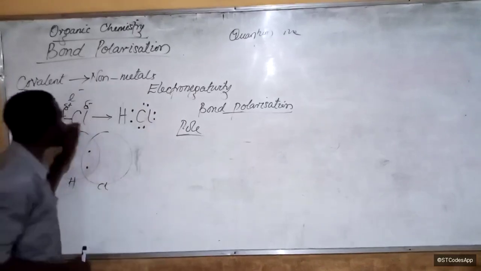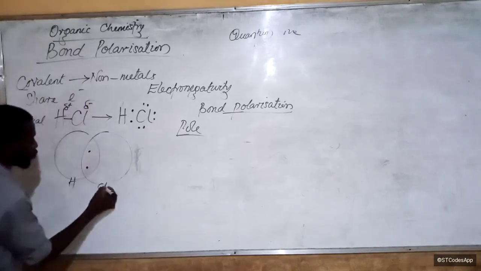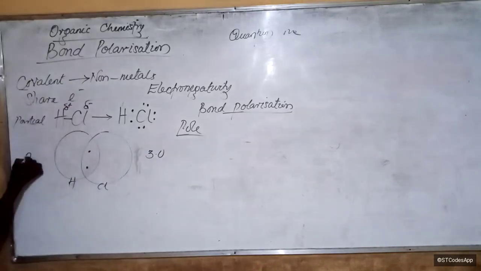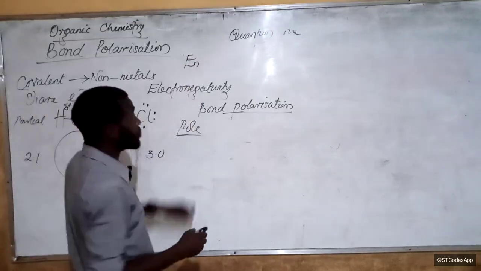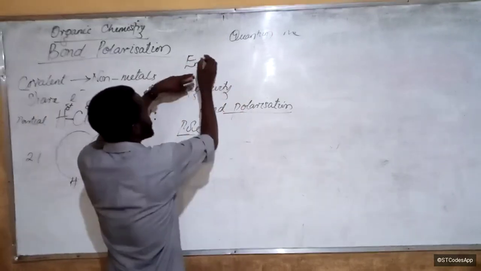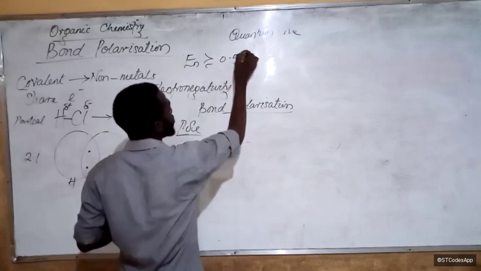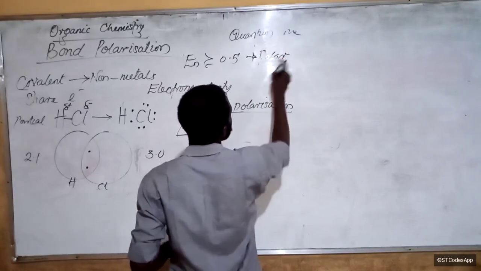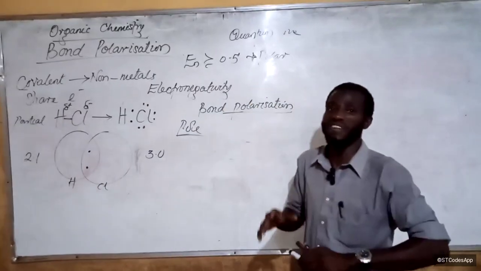That is because of differences in electronegativity value. In fact, for chlorine, the electronegativity value is what? 3.0. And this guy has an electronegativity value of what? 2.1. Now, the principle of polarization says that when the electronegativity difference is greater than or equal to 0.5, then the bond is what? Polar. The bond is what? Polar. And if less, the bond is non-polar, because if less, it is going to be just weak van der Waals forces.